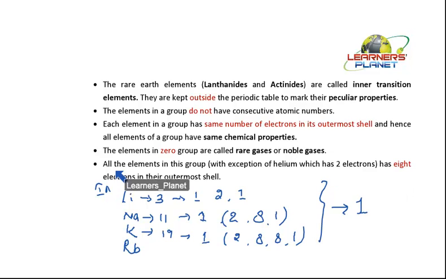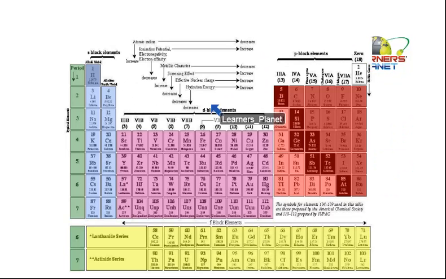All the elements in this group, with the exception of helium, which has 2 electrons, have 8 electrons in their outermost shell. So in the last, that is the 0 group, they have got 8 electrons. Now this is your periodic table.